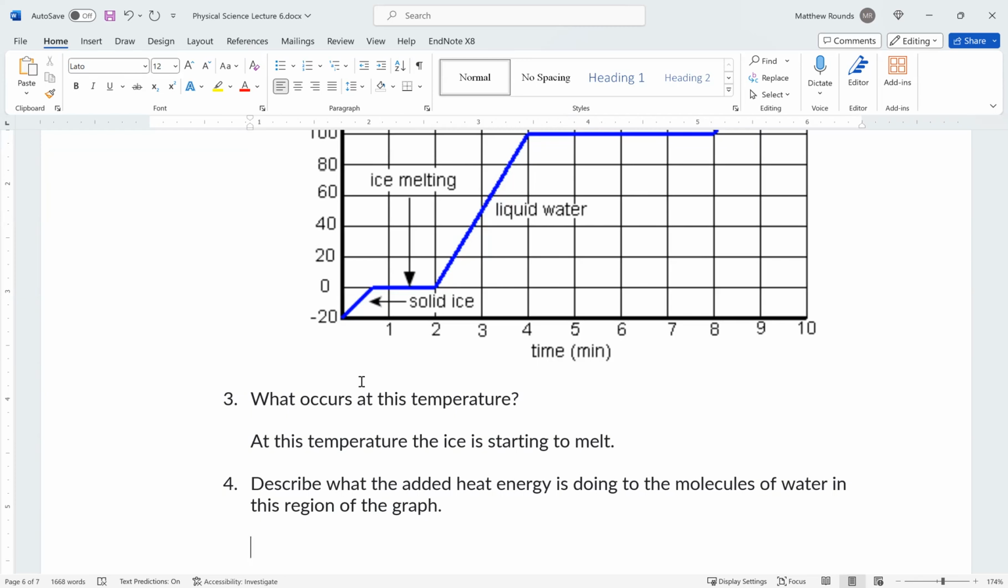Right. So the heat energy causes the molecules to speed up or slow down. The heat's causing them to speed up. Okay, so that would be a good thing to write here. A sentence that says what you just told me about the molecules speeding up.